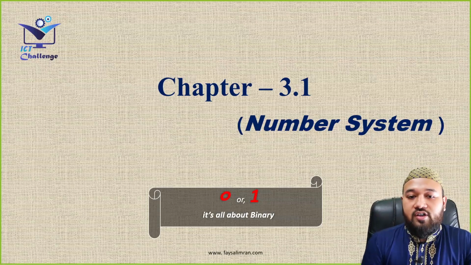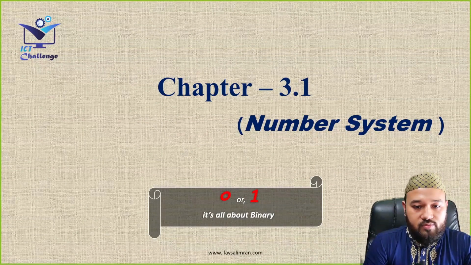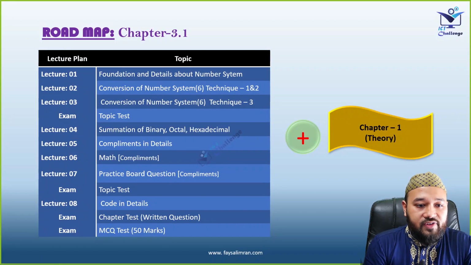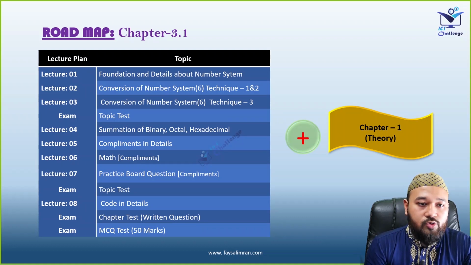This is our first lecture of chapter 3.1, number system: 0 or 1. It's all about binary. In this chapter we have different lectures, 2 topic tests, 1 chapter test and 1 MCQ test, and we also learn the chapter 1 theory part in this roadmap.